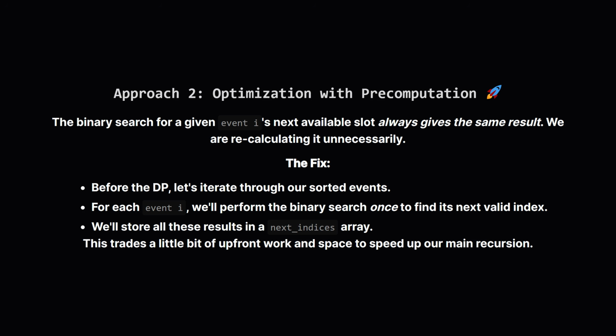So the optimization is simple. Let's do all the binary searches just once, at the very beginning. We can create a new array, maybe call it next indices, that stores the result for every single event. It's a classic time-space trade-off. We use a bit more memory to make our main logic much faster.